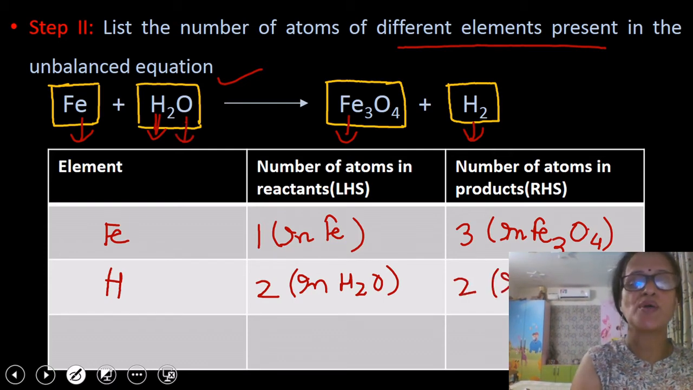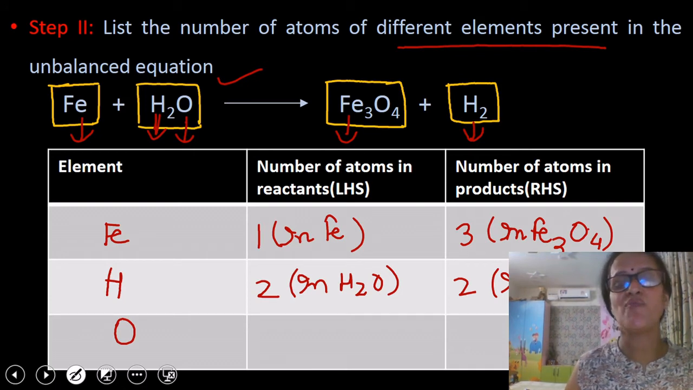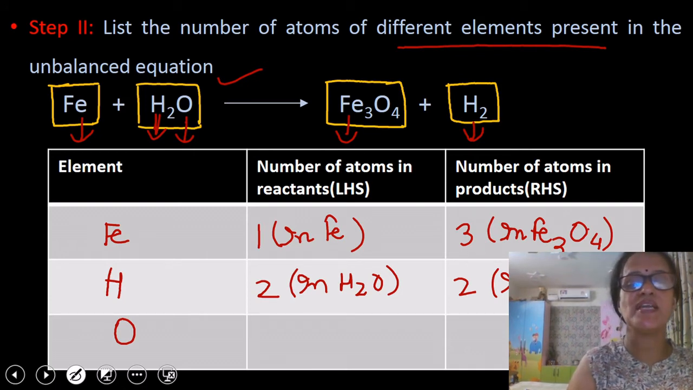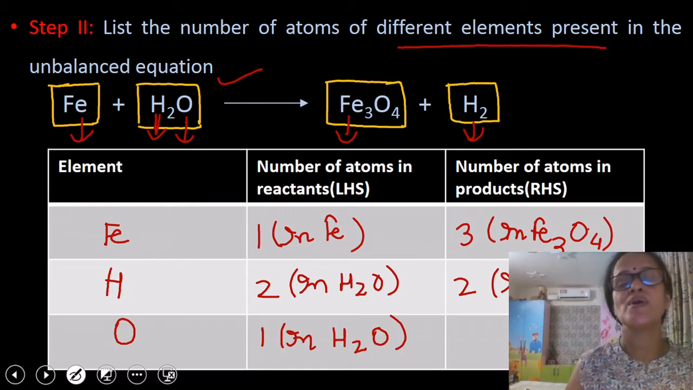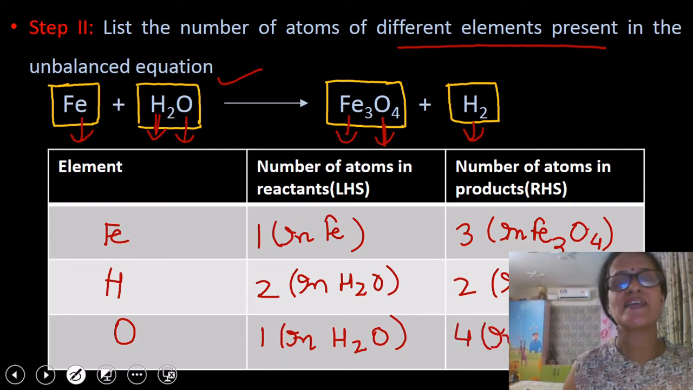Now look at the oxygen. Students, on the reactant side we have only 1 atom of oxygen in H2O. Now look at the product side. Students, on the product side you have 4 atoms of oxygen in Fe3O4. So you can see that as the number of atoms of each element on the reactant side and product side are not the same, this is an unbalanced chemical equation.